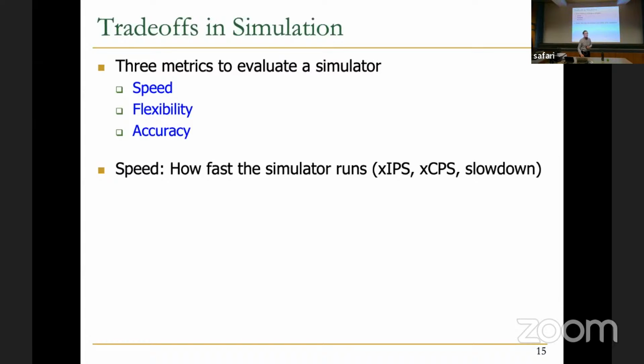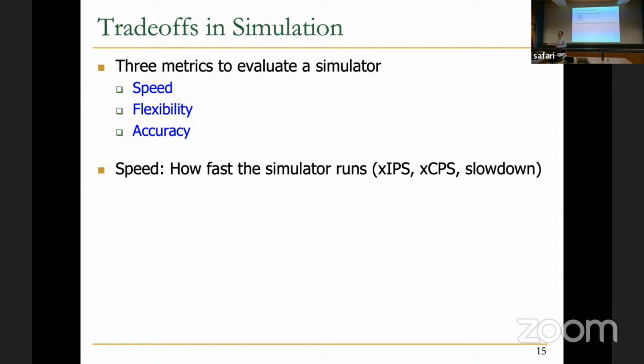So speed is how fast the simulation runs. It has some metrics, basically. Slowdown compared to the real system is one example. How many instructions per second can you simulate? How many cycles per second can you simulate? Different metrics have different upsides and downsides depending on what you're looking at. But basically, this is the speed of the simulator. Ideally, the faster, the better.